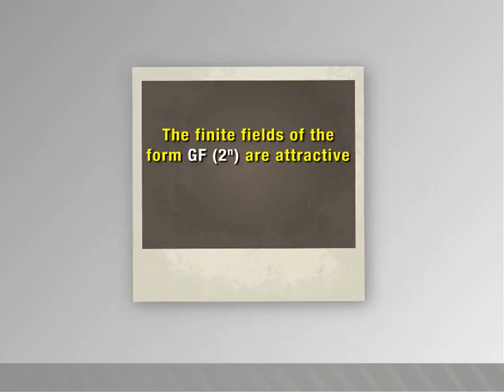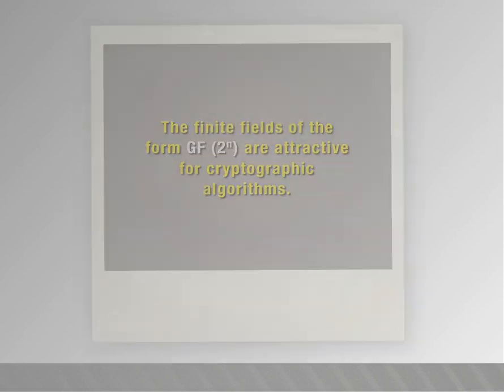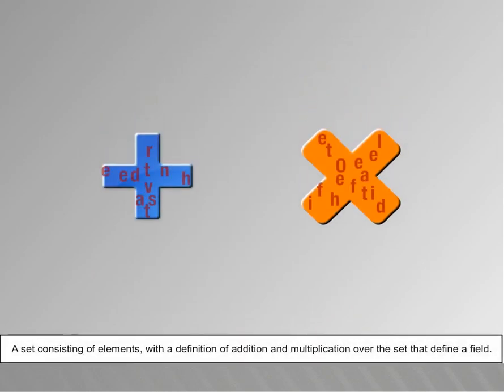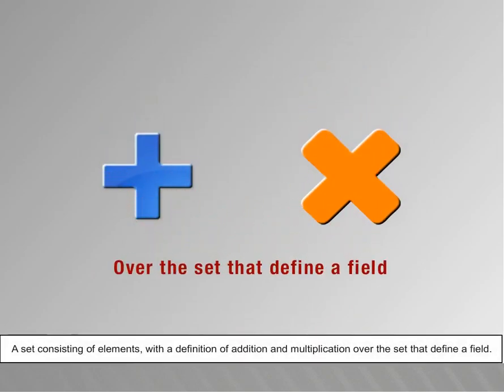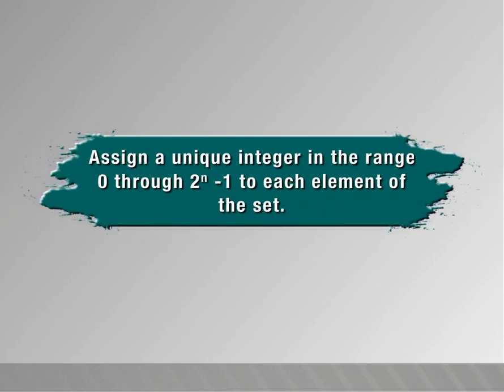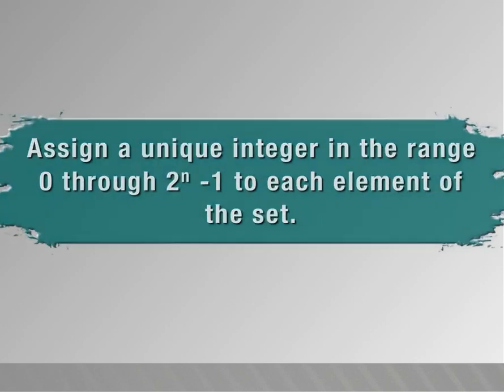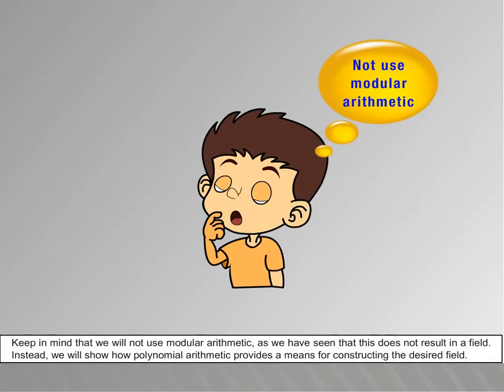The finite fields of the form GF of 2 power n are attractive for cryptographic algorithms. We need a set consisting of elements with the definition of addition and multiplication over the set that define a field, and assign a unique integer in the range 0 through 2 power n minus 1 to each element of the set. Keep in mind that we will not use modular arithmetic, as we have seen that this does not result in a field. Instead, we will show how polynomial arithmetic provides a means for constructing the desired field.